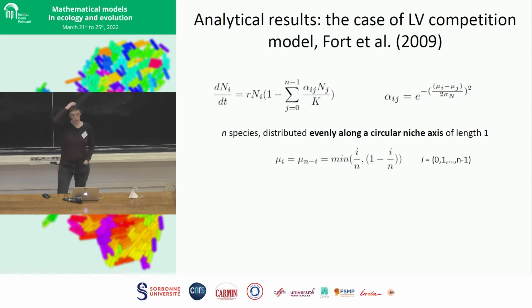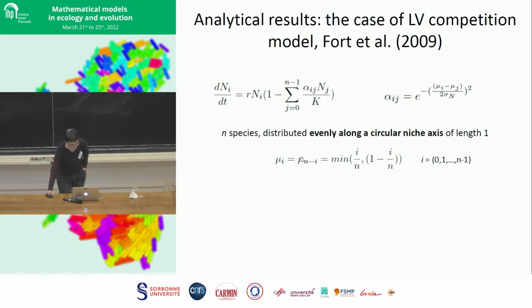And basically, it's based on the work of Ford and collaborators. There are two papers, in fact, 2009 and 2010, and what he did in his paper is basically the model I presented earlier. So it's a Lotka-Volterra model with competition coefficients which depend on the difference between the positions of the two species on the niche axis. And you have here the niche width, which is the same for all the species. What they assume is that you have n species, and they are distributed evenly on the niche axis, and the niche axis is circular, meaning that mu_n equals mu_0, and in general mu_i equals mu_(n-i). Okay, so the niche axis is circular, and it's quite important for the derivation here.